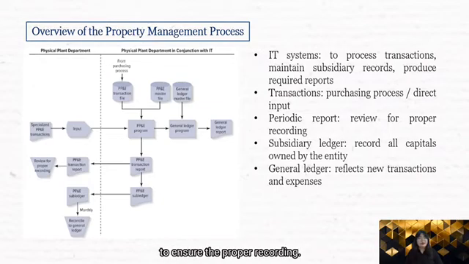The subsidiary ledger is used to record all the capital assets owned by the entity, where the ledger includes the cost of asset, date acquired, method of depreciation, accumulated depreciation, and lastly, depreciation expenses for the financial statement and income tax purpose. While the general ledger is used to reflect all the transactions and expenses by property, plant, and equipment.